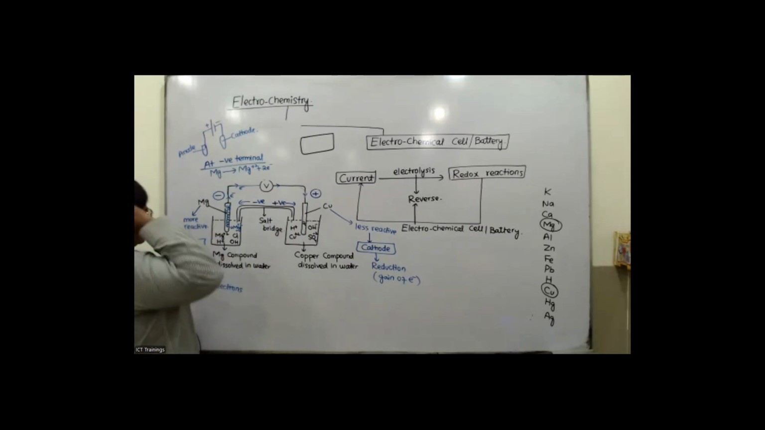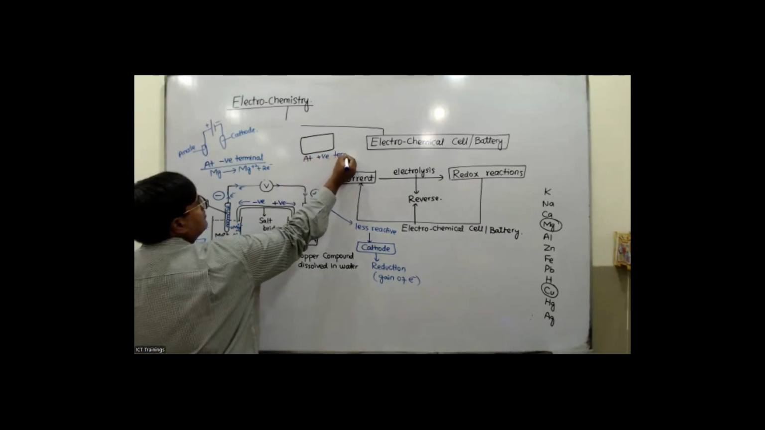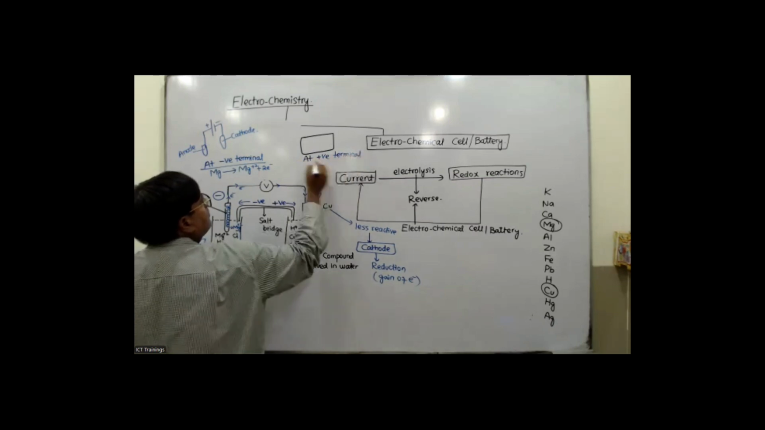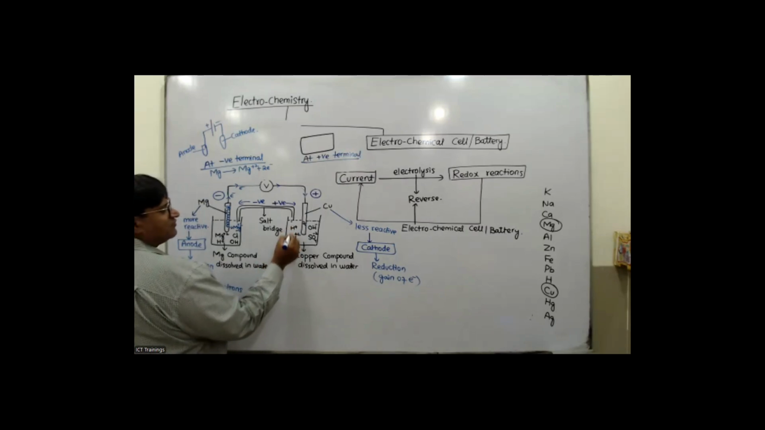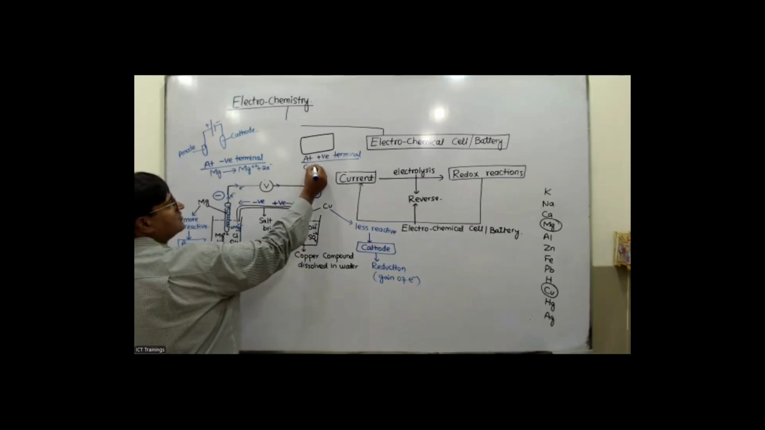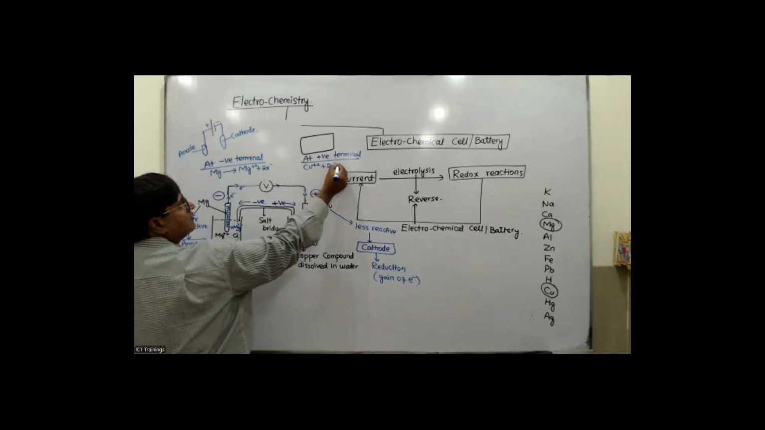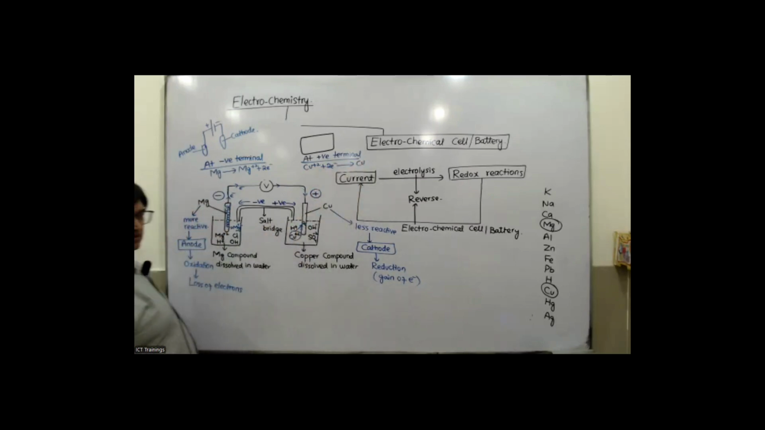Now the second thing, at the positive terminal, what would happen? You have two types of positive ions. Which one is less reactive? Copper. So copper will take these electrons, okay, and copper metal would be formed up here.